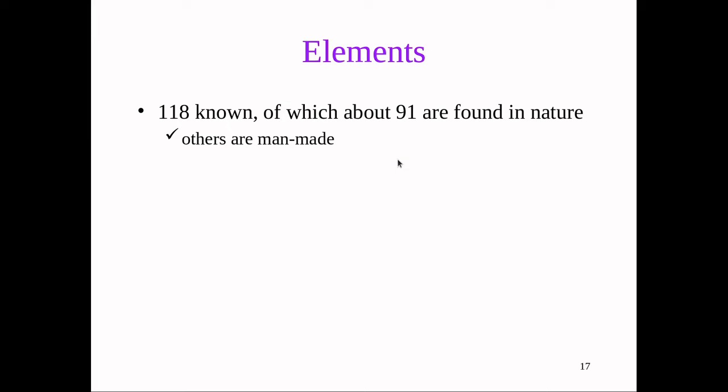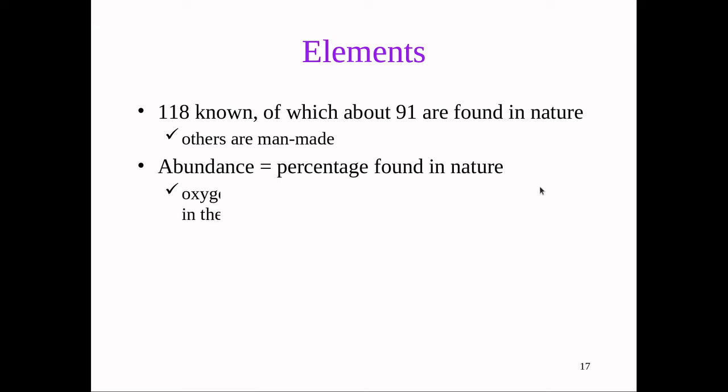So now you can see why it's so important that we be able to combine these together to make compounds, because there are definitely more than 91 different things that we see in our world, right? And we need all of them. The abundance of any element is the percentage of it that is found in nature. So it's not like there's the same amount of each one of these elements.